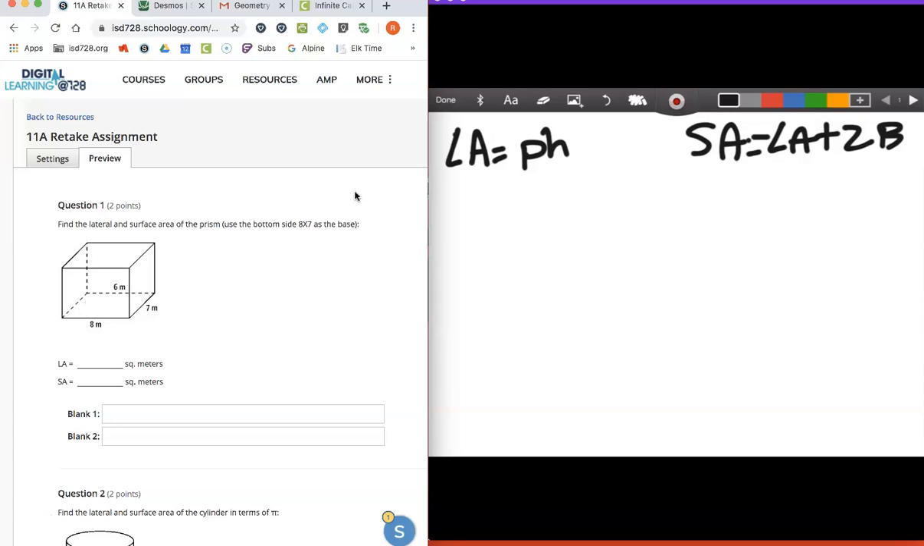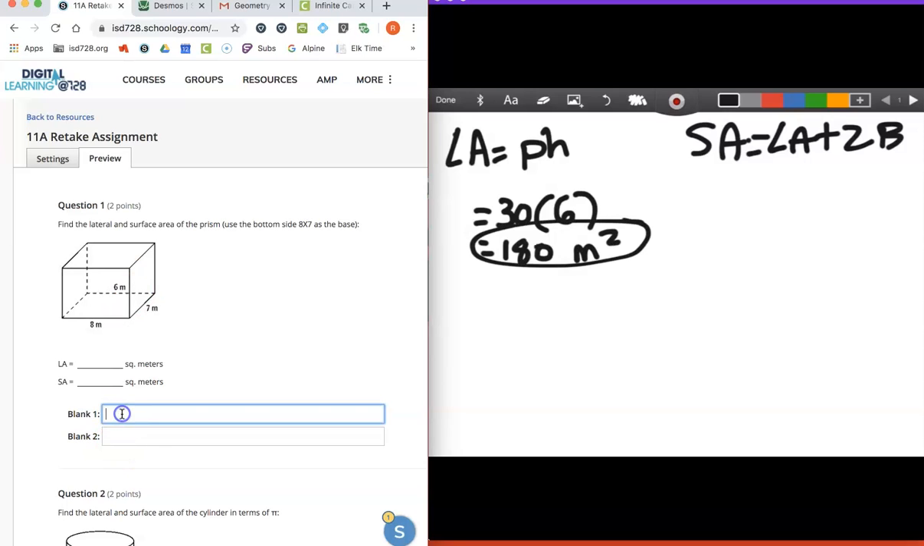right? So the perimeter is what the lowercase p stands for. The perimeter of the bottom: 8 plus 7 is 15, another 8 and another 7 will be another 15, so the perimeter is 30. The height is how far the bases are apart, not always a vertical measurement. This one is. So we have 6 right here. So 30 times 6, or 180 square meters, is our answer for LA.